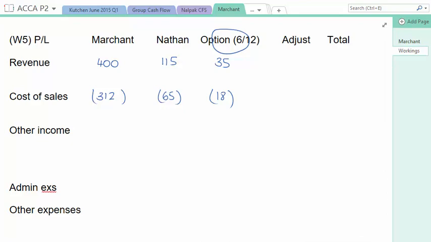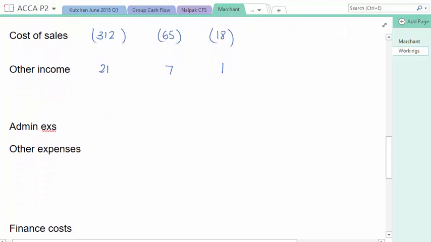And also remember, in the exam, there tends to be relatively few marks. In fact, there's no marks given for the subtotals. So we don't tend to worry about those too much. Got 21, 7, and 1. Admin expenses, 15, 9, and 6. Other expenses, 35, 19, and 4.